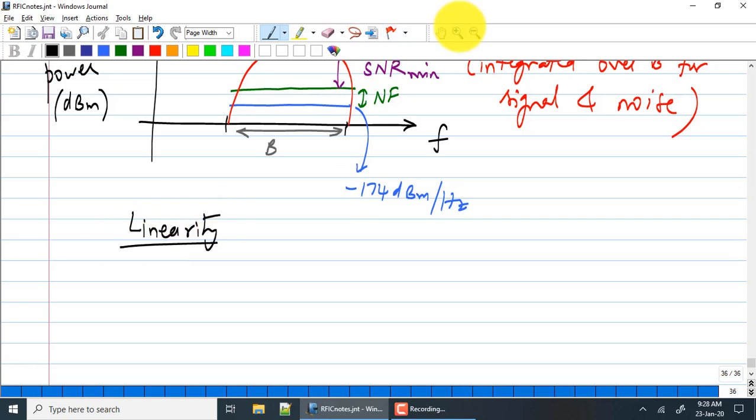So if you look at linearity in RF systems, before we go there, how did we specify linearity in regular analog systems? Huh?